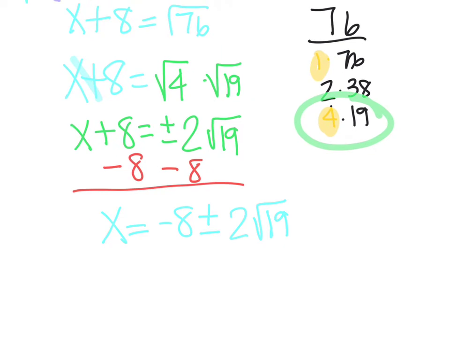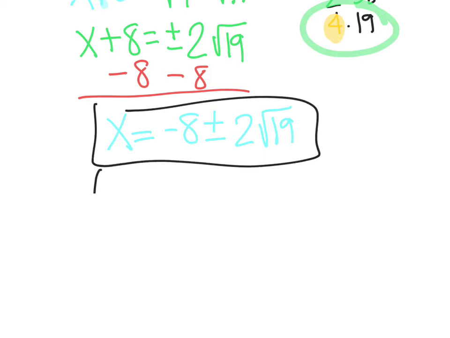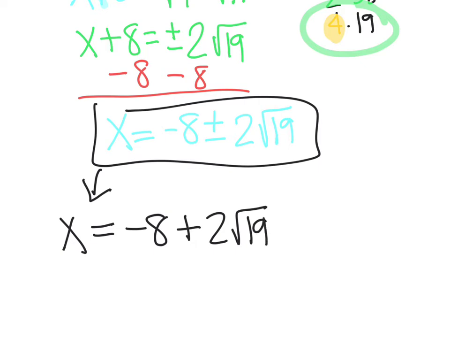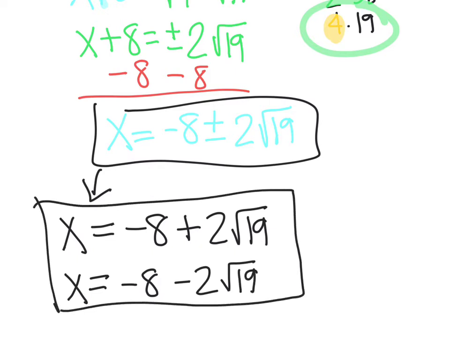Now, I know that it doesn't talk about this, but I want to talk about this for this problem. Really, this is two solutions. The first solution is x equals negative 8 plus 2 times the square root of 19. And our second solution is x equals negative 8 minus 2 times the square root of 19. So it's important to remember that that is really two solutions. One's plus and one's minus. And both of these are real solutions, because there is no imaginary number in the problem.